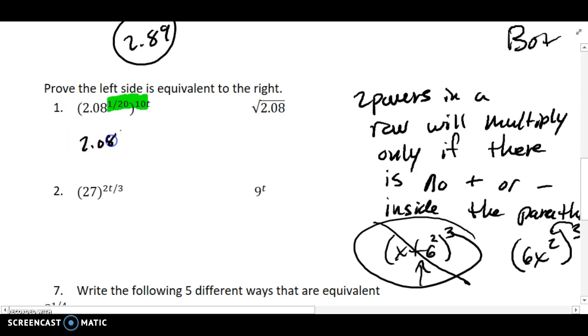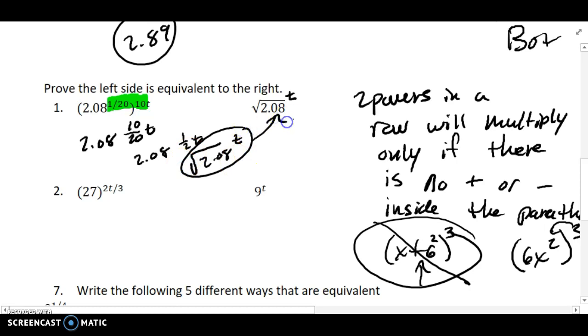So we get 2.08 to the 10 over 20t. Now what is 10 over 20? That's 1/2. So 2.08 to the 1/2 times t. Now what is the 1/2 power? And I need to put a t there, there's a little typo. So what is the 1/2 power? That is a root. So we got root 208 to the power of t. And now we've matched it. So we're done. So we just want to match here.